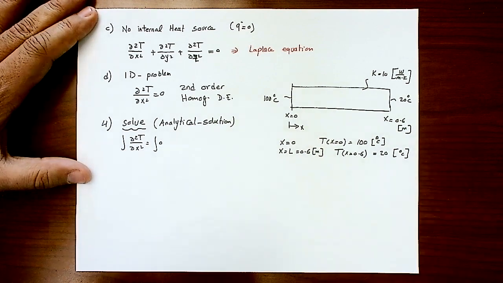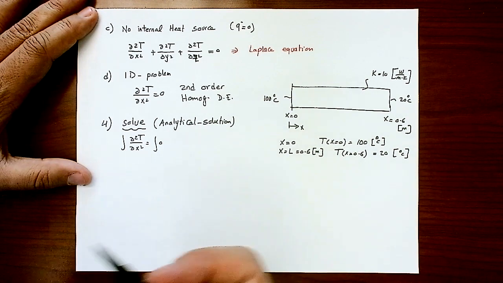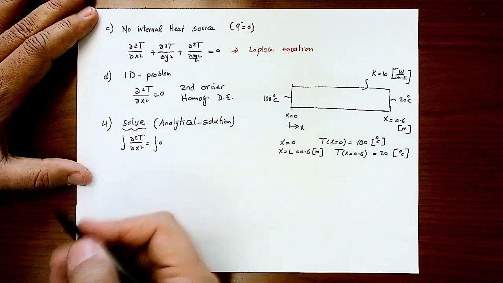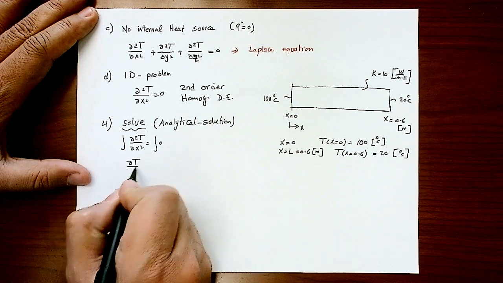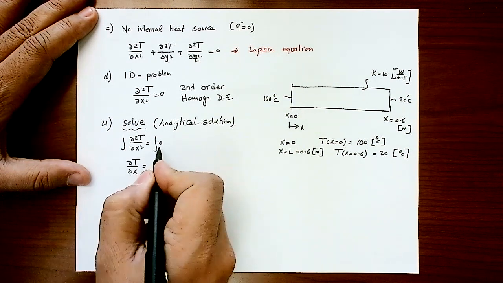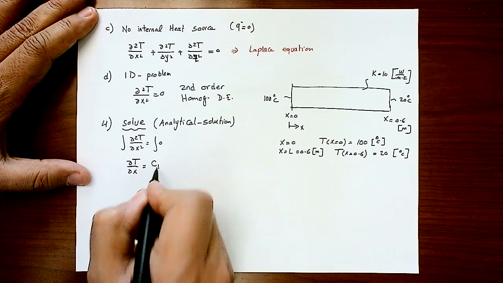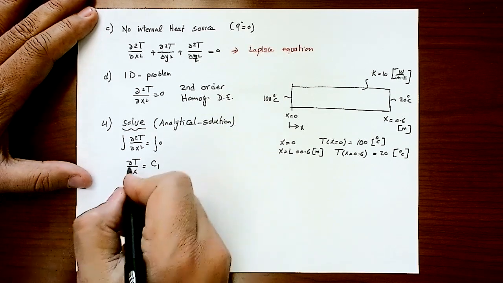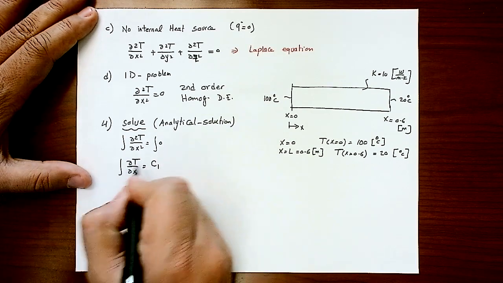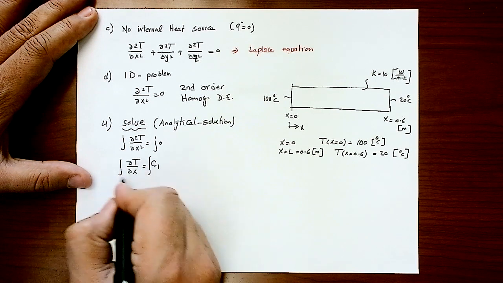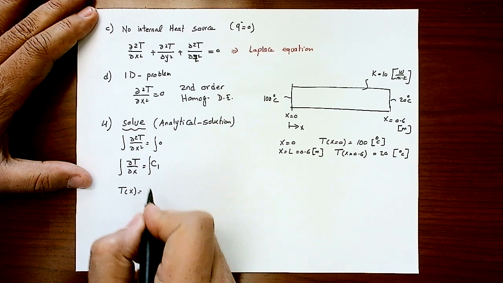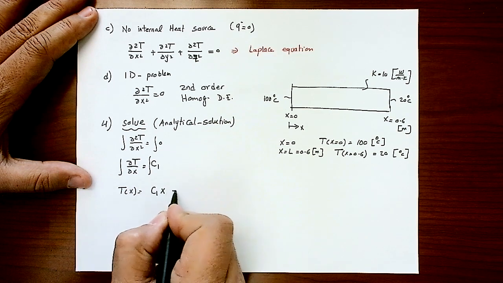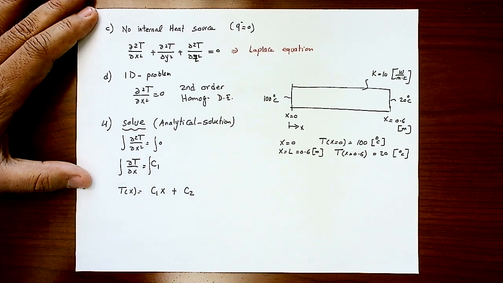I will integrate both sides, right? And the integration should be done from the beginning to the end. If you integrate the second derivative, I will get the first derivative. You integrate 0, it should give you a constant, I'm calling that C1. I'm going to integrate both sides again. If you integrate the first derivative, you'll get the function itself. And if I integrate C1, it's going to be C1 times x plus another constant C2.